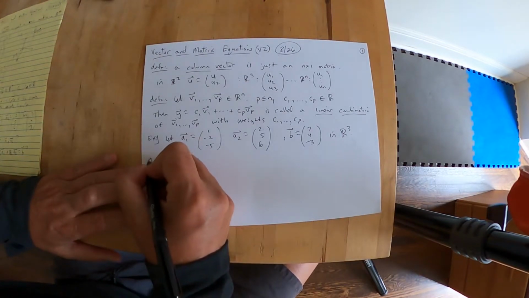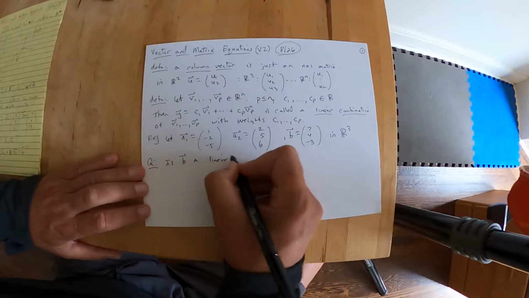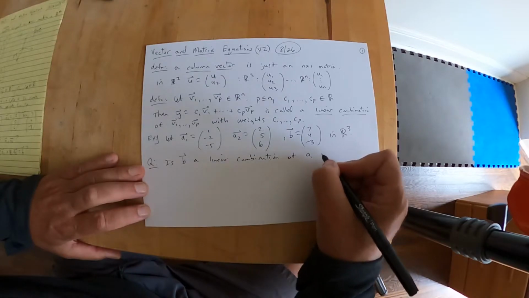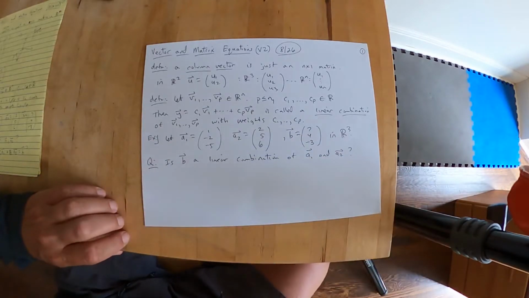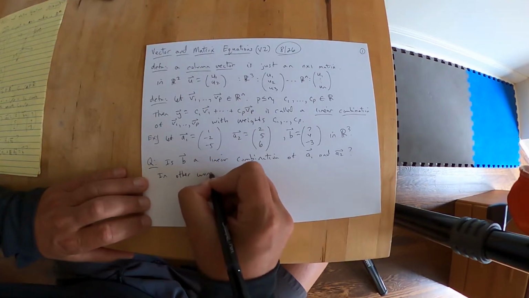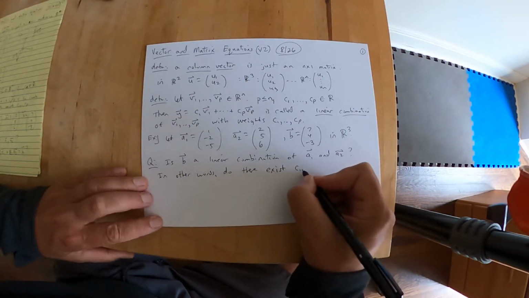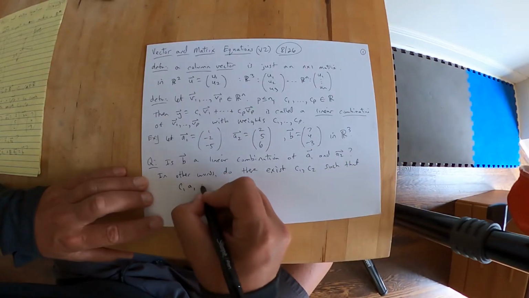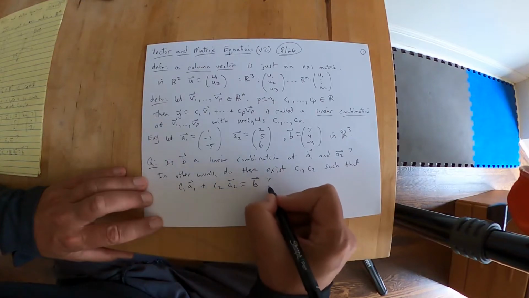And the question is this, and we ask this question a lot: is B a linear combination of A1 and A2? Okay. So in other words, do there exist constants C1 and C2 such that C1A1 plus C2A2 equals B?